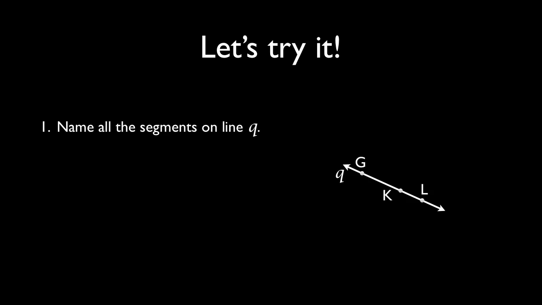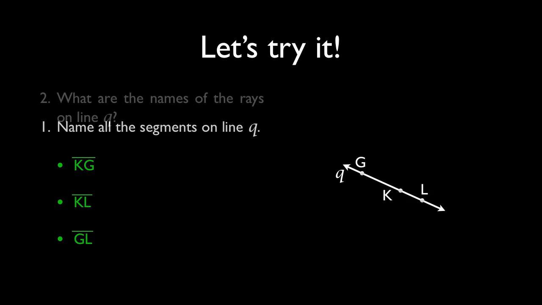Name all the segments on line Q. Well, just look at the points and use two of them to create endpoints. So we have segment KG. We have segment KL. We have segment GL. Okay, so those are the three segments on that figure.